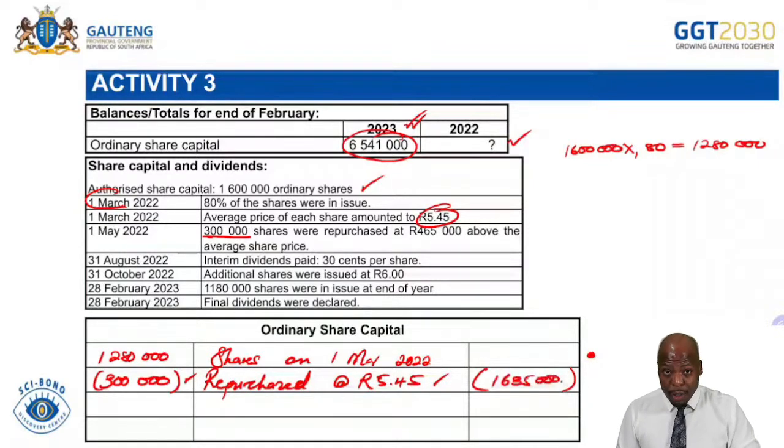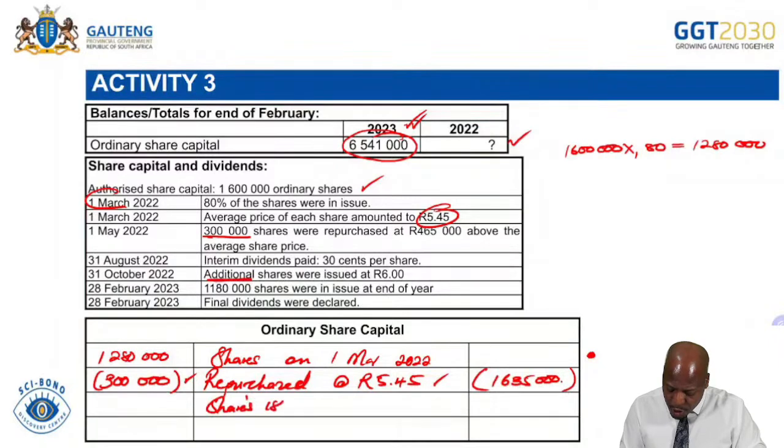1,635. Can I go on? Okay, then I'm going to go on. Interim dividends, additional shares were issued at 6 rand. So we don't know how many shares. They just said additional shares were issued at 6 rand. So we're going to say here, there are other shares issued. They were issued at what? At 6 rand. And we don't know how much that is going to give us.